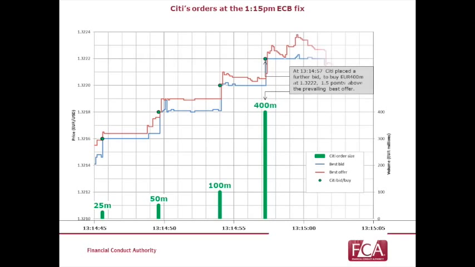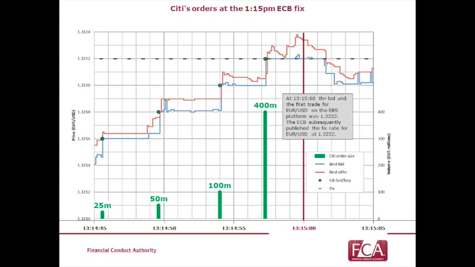15 seconds before the fix, Citi placed an order to buy 25 million euros. You can see this is just above the prevailing offer by 1/10 of a basis point, which is shown by the red line. 11 seconds before the fix, Citi placed an order to buy 50 million euros. Again, this is above the prevailing offer by 4/10 of a basis point this time. 6 seconds before the fix, Citi placed an order to buy 100 million euros, 1 basis point above the prevailing offer. And 3 seconds before the fix, Citi placed an order to buy 400 million euros at a rate that was 1.5 basis points above the prevailing offer.